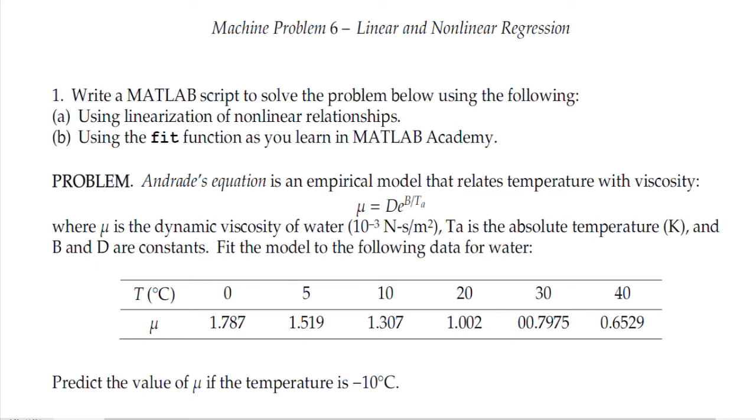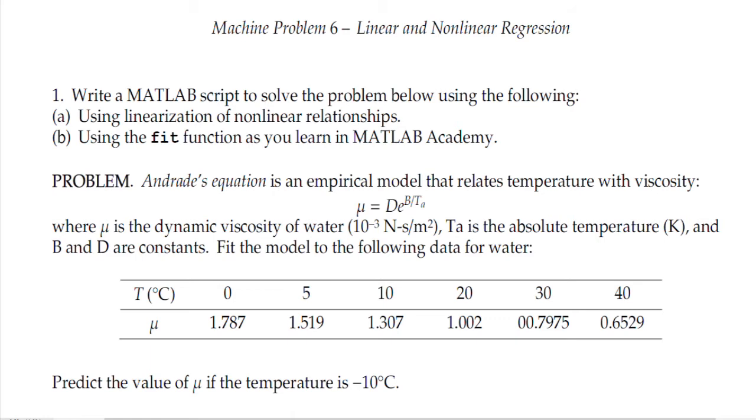The problem is Andrade's equation, an empirical model that relates temperature with viscosity. We have mu, our viscosity, equal to D times e raised to B over the absolute temperature. Mu is the dynamic viscosity of water with units 10 raised to negative 3 Newton second per meter squared, and Ta is the absolute temperature in K, and both B and D are unknown constants. We need to fit the model to the following data for water.